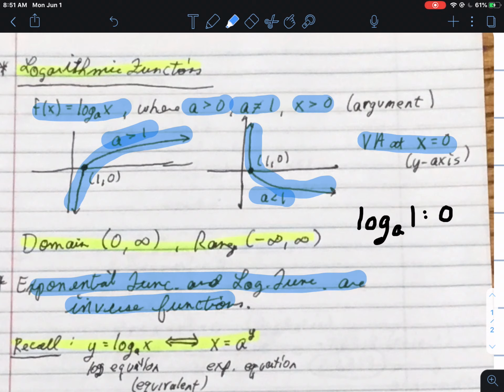Log functions have vertical asymptotes, and it ends up being the y-axis, whose equation is x equals 0. Now again, that's for the basic log function, f of x equals log base a of x, unless we have some type of transformation that would cause that graph to shift left or right.